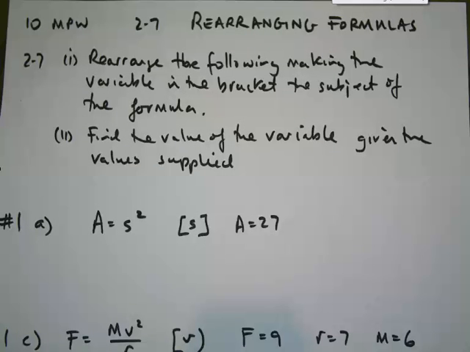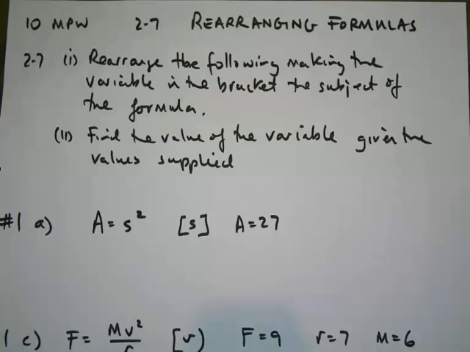This is for Year 10 Methods Pathway. It's about rearranging formulas, and it's going through a couple of questions in 2.7. 2.7 question number 1 asks you to rearrange the following, making the variable in the bracket the subject of the formula, and then use the values supplied to work out the value of the variable.